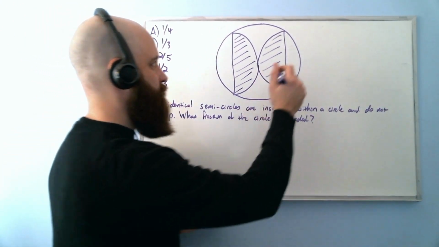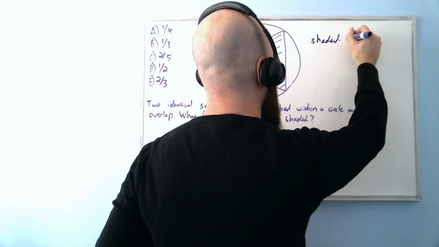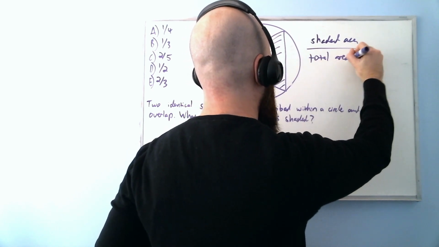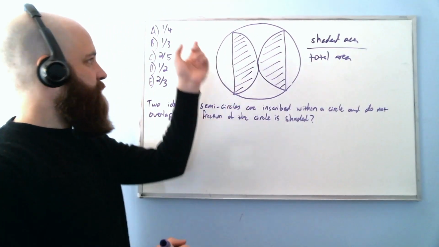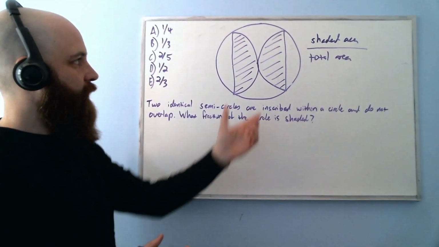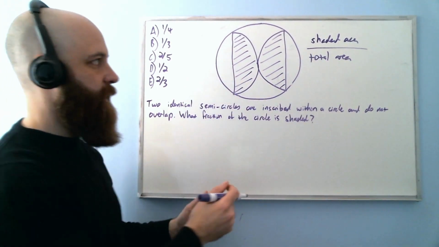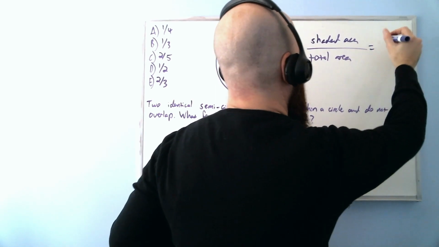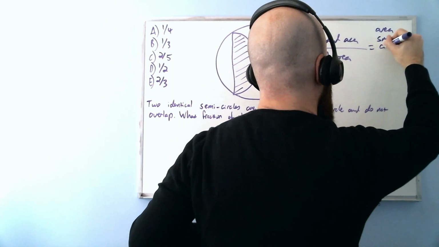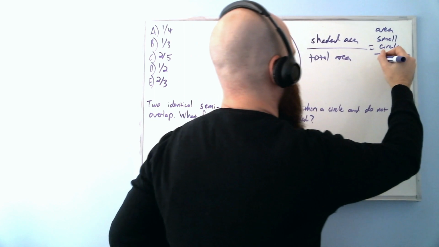So the fraction that's shaded, so as a fraction, I guess on top would go the shaded area, and on the bottom would go the total area. So if I can somehow find what that ratio is, if I can find what that fraction is, that's what I'm looking for. Okay, now the shaded area, well, it's 2 identical semicircles. So if I put those together, I get one circle. So I could say really the shaded area is the area of the small circle. And then the total area, well, that's just this area of this big circle.